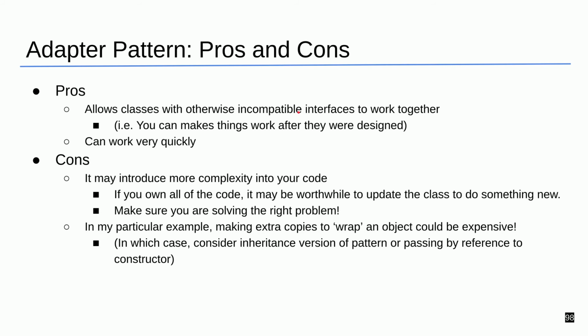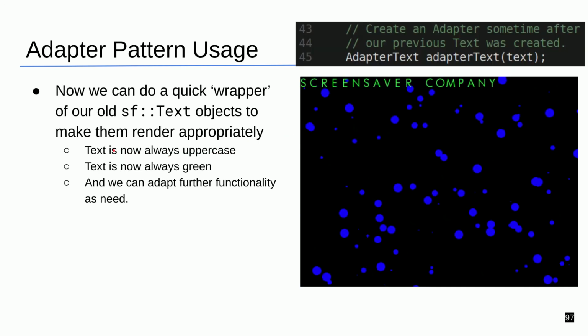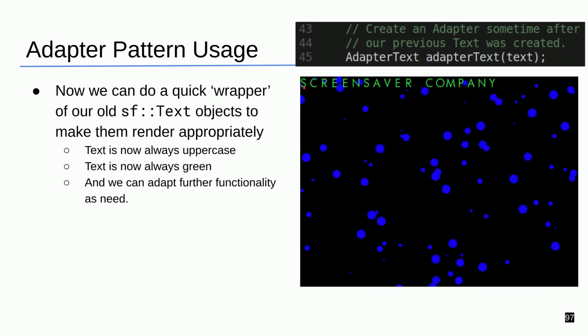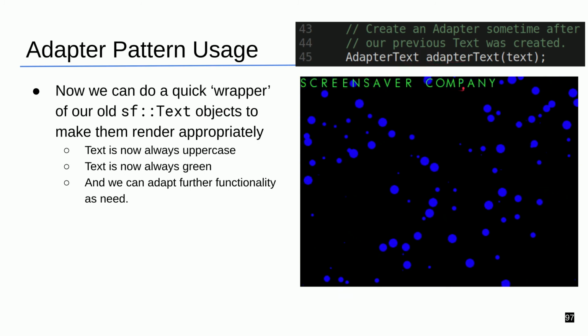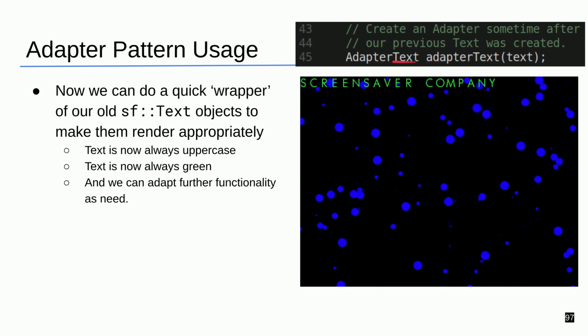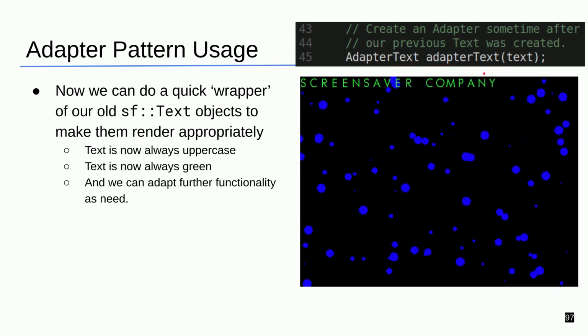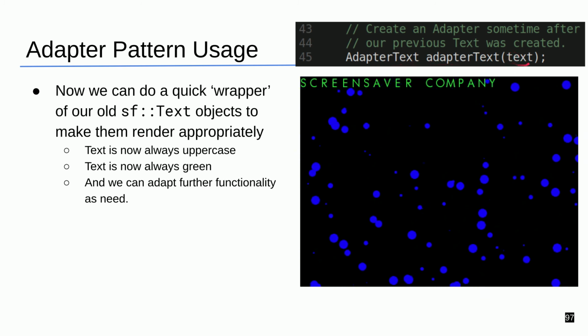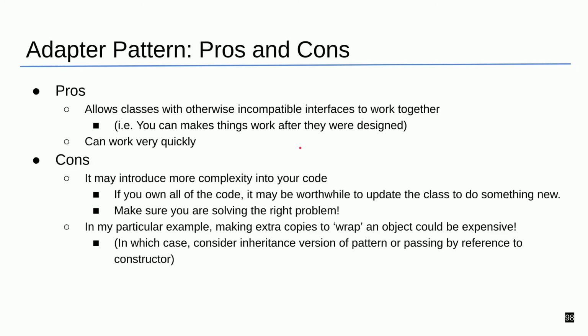Okay, so some pros and cons of this pattern, the adapter pattern, is that it allows classes with otherwise incompatible interfaces to work together. We can just make things work as they should be. And it can work very quickly. So, we had something that almost did what we wanted, but now we can ensure any time that we need to show the company logo, we just pass it through this adapter text, okay, from our legacy system here text.